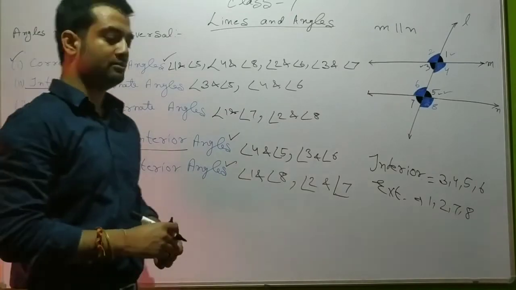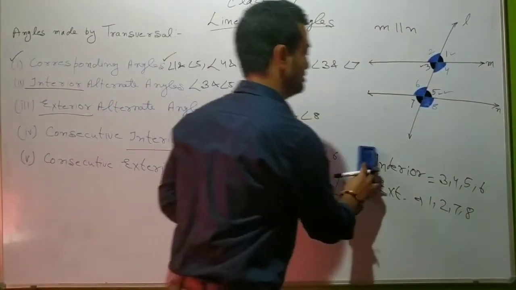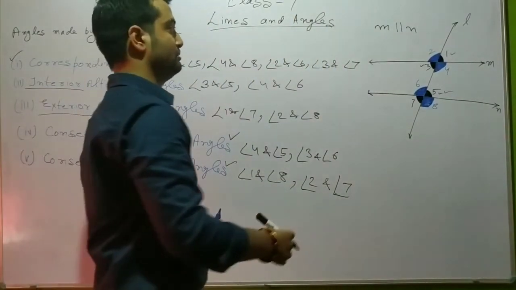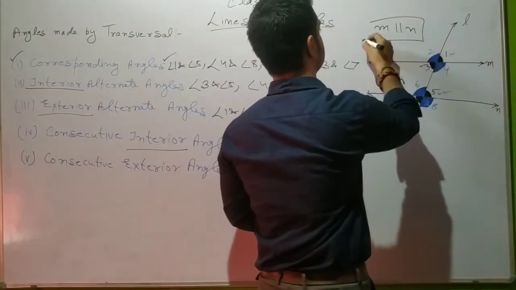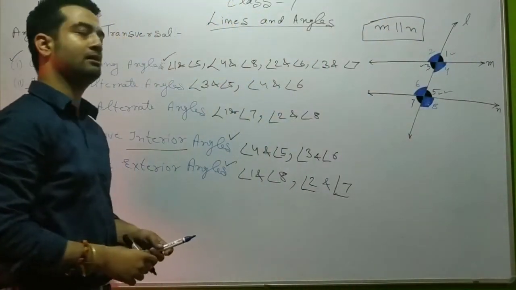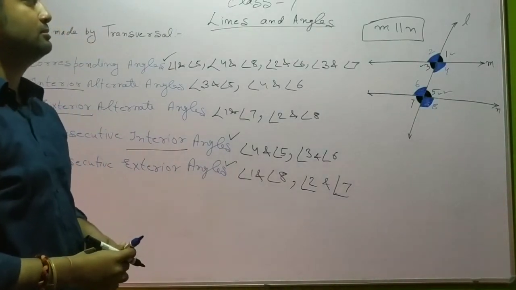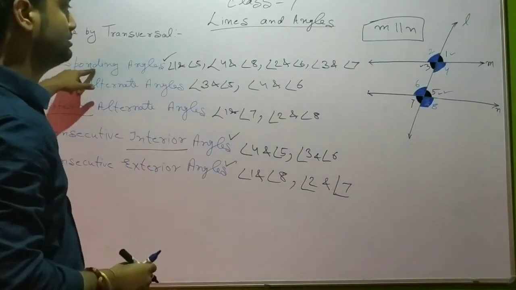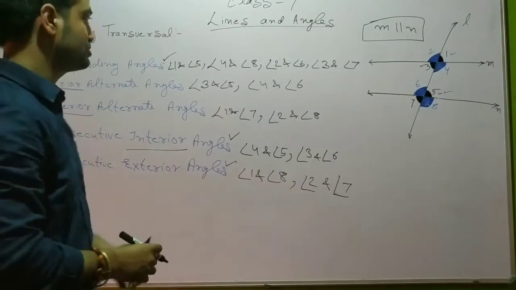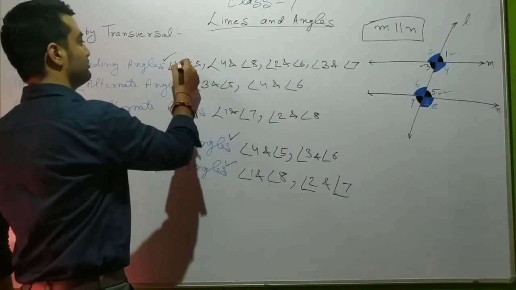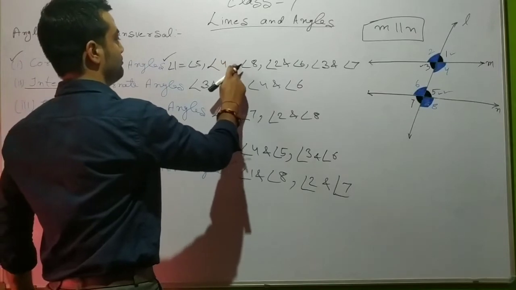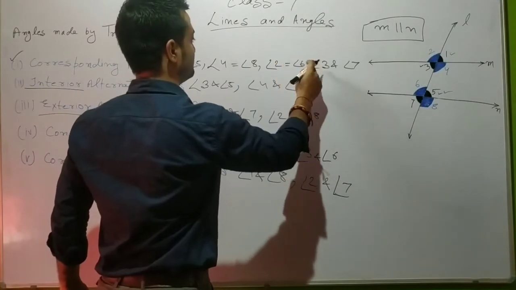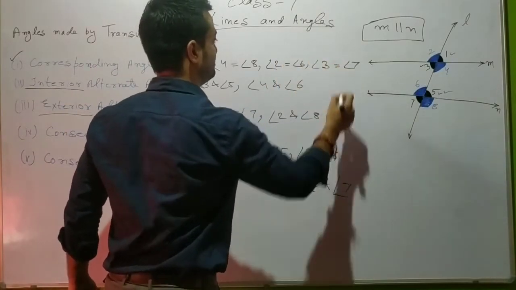Now suppose that the line segments which are intersected by the transversal are parallel, like suppose we take here that M and N are parallel. When we talk about parallel lines, then corresponding angles become equal. So in that case, angle 1 will be equal to angle 5, angle 4 will be equal to angle 8, angle 2 will be equal to angle 6, and angle 3 will be equal to angle 7.